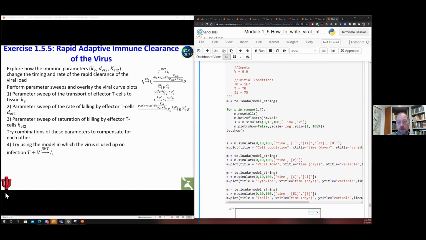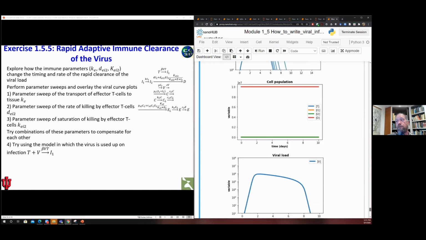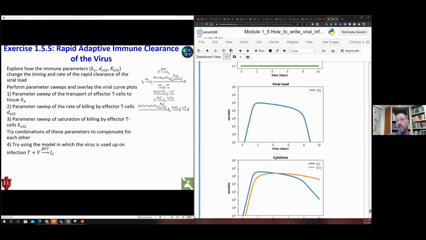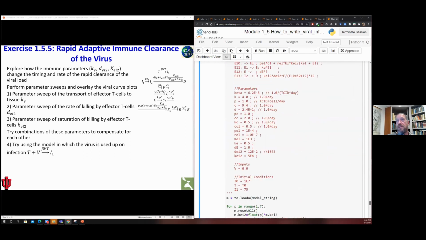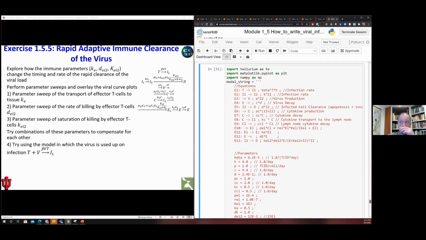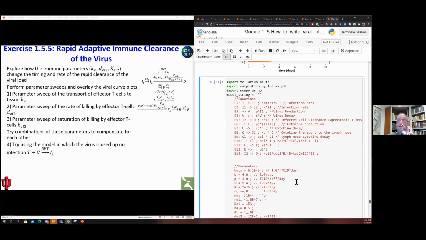All right, there was another question. Let's come back to the question. Oh yes, one thing that we could do quite easily is have the effector T cells kill the I1 cells as well as the I2 cells. Well, in this particular model, there are almost no I1 cells left by the time the immune cells come in. And so having the T cells kill the I1 cells as well as the I2 cells is not going to make a big difference, but we could certainly put that in.